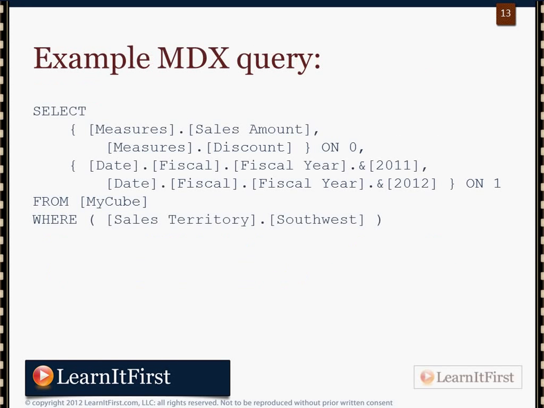All right, so just an example MDX query. I don't find MDX too intimidating here. You're saying from where? From my cube. Where am I getting it from? Which slice? What data do I actually want? I want the data in the sales territory, Southwest. What are the measures? I'd like to get the sales amount and the discount. And then what are my dimensions that I'd like to get? I'd like to get the fiscal year 2011 and 2012. It's a little bit different syntactically, but logically, if you understand cubes, it's, in my opinion, a pretty straightforward language here.